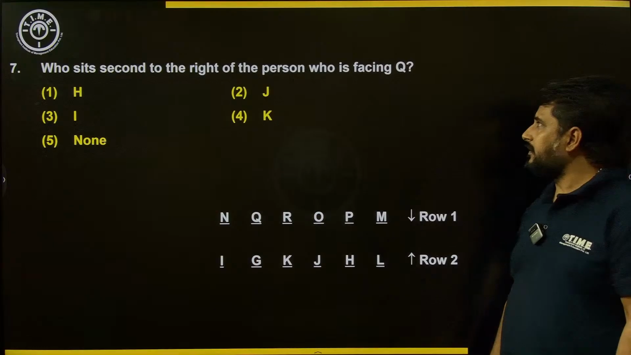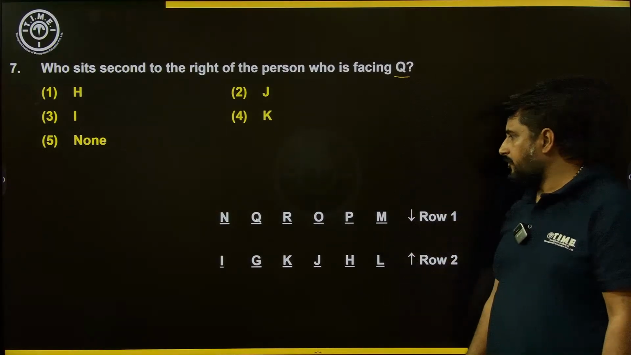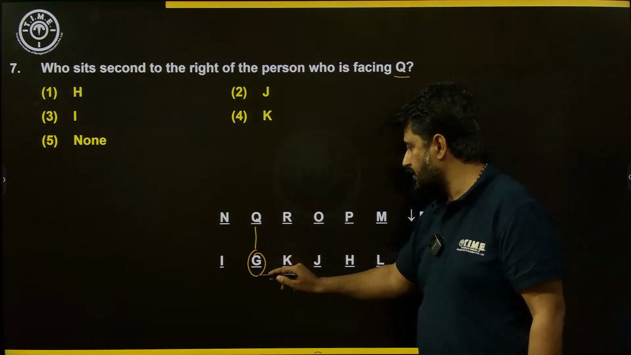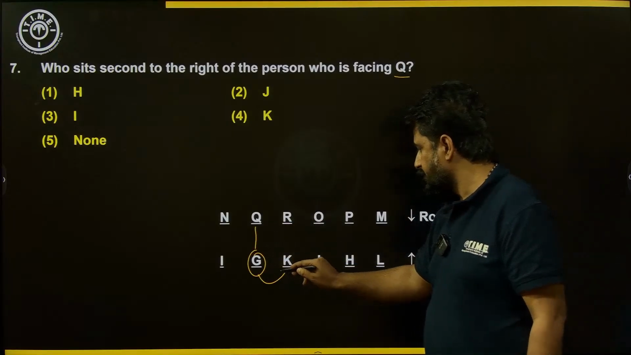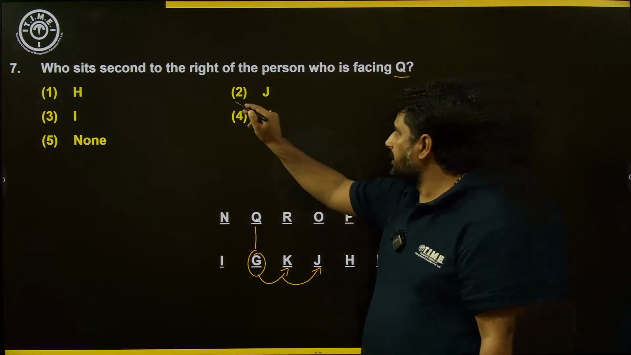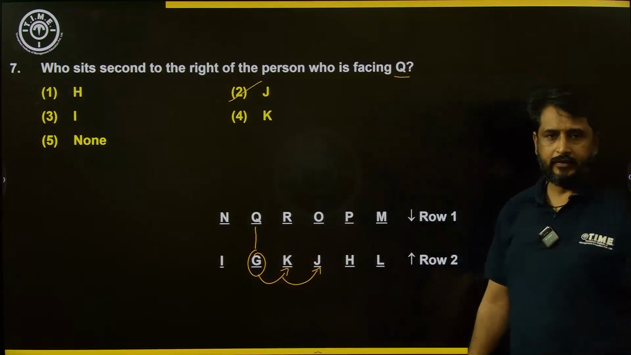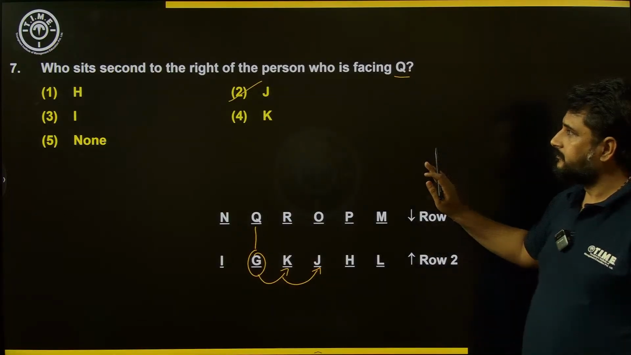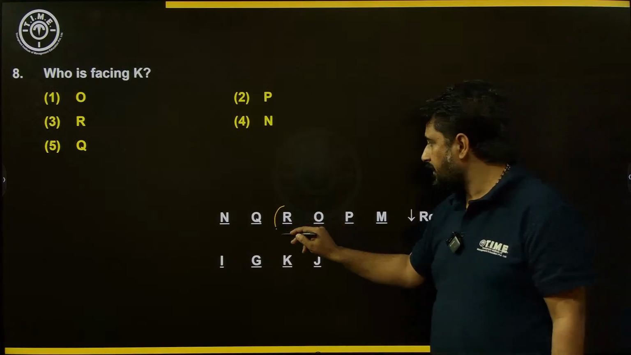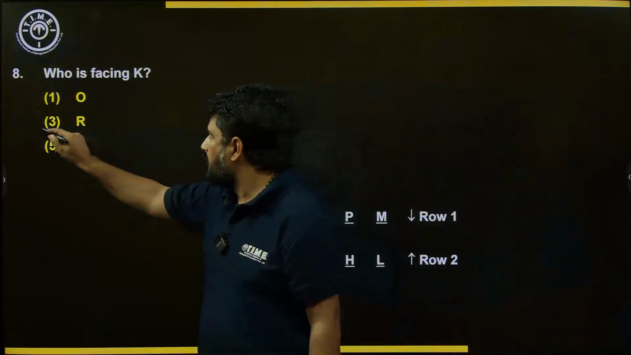Who sits second to the right of the person who is facing Q? Who is facing Q? G. Who sits second right of G? First right? Second right. We have J. So J is in choice. Clear? Now, last question. Who is facing K? R is facing K. Choice of 1.